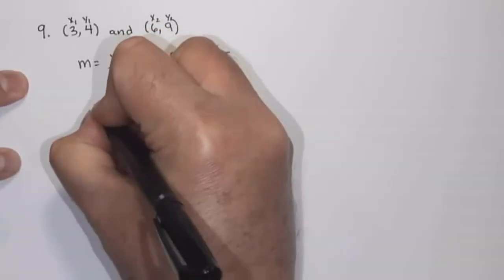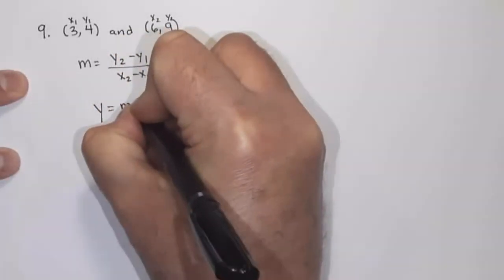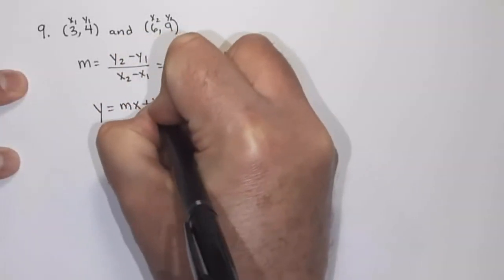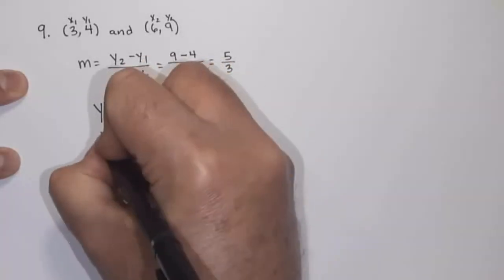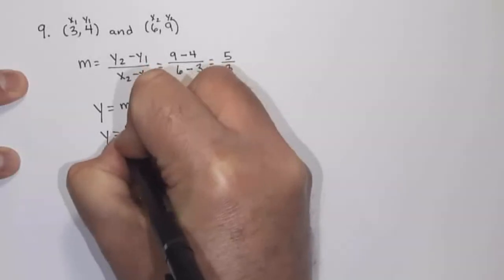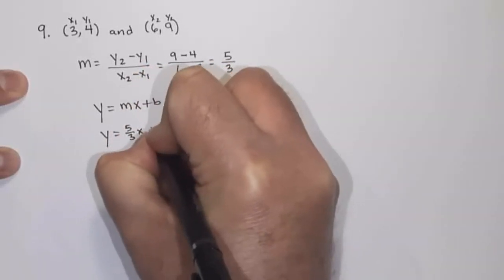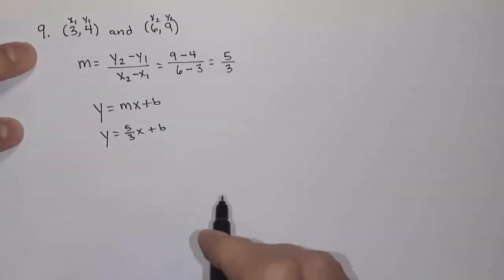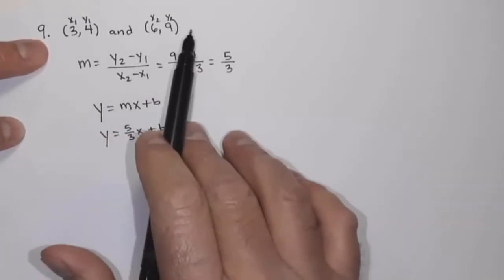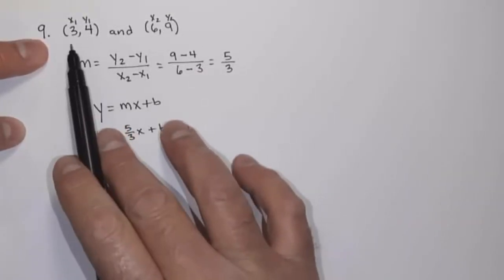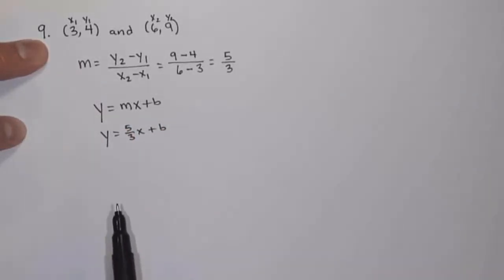So I know the slope-intercept form is going to be y equals mx plus b. We just figured out the slope is 5/3. So y is going to equal 5/3 x plus whatever the y-intercept is. Now I can figure out the y-intercept by using either one of these points, substituting in the x value for x and the y value for y.